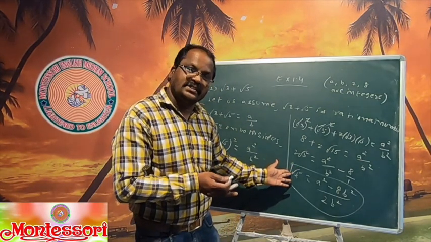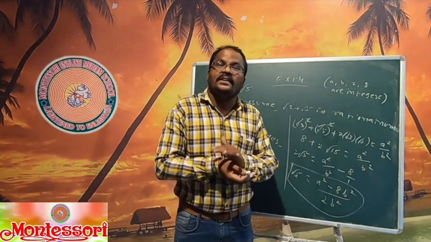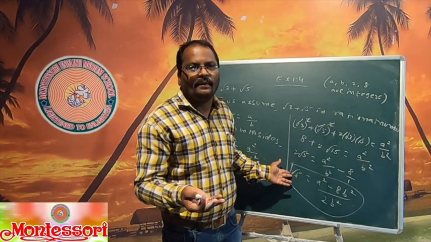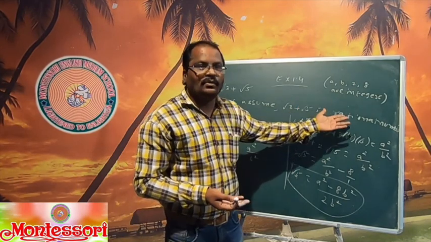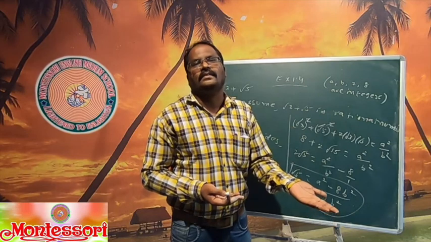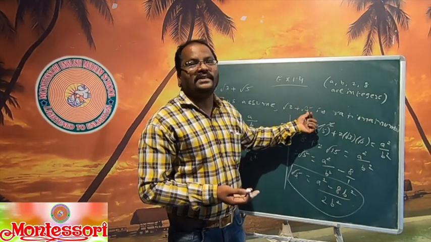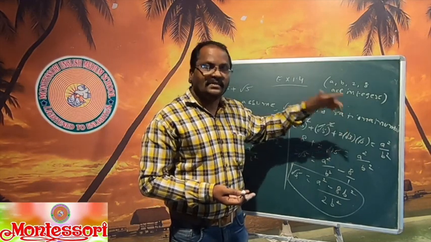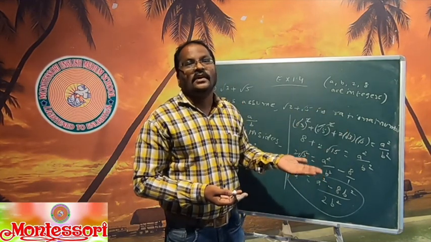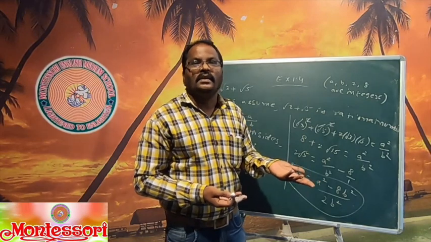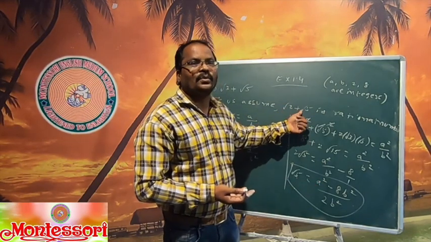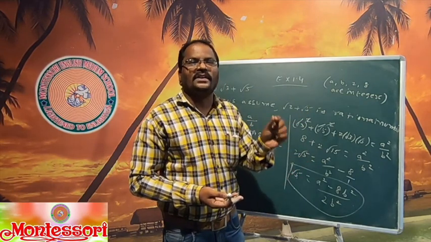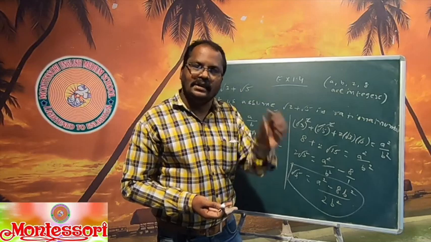But what answer are you getting here? Again an irrational number. Why are you getting an irrational number? Because you assumed, you considered, that root 3 plus root 5 is a rational number. That is false. So what can we give as the conclusion? Root 3 plus root 5 is rational or irrational? Yes, root 3 plus root 5 is an irrational number.